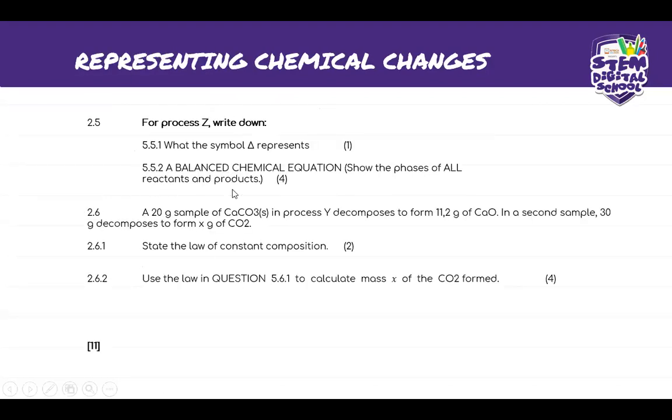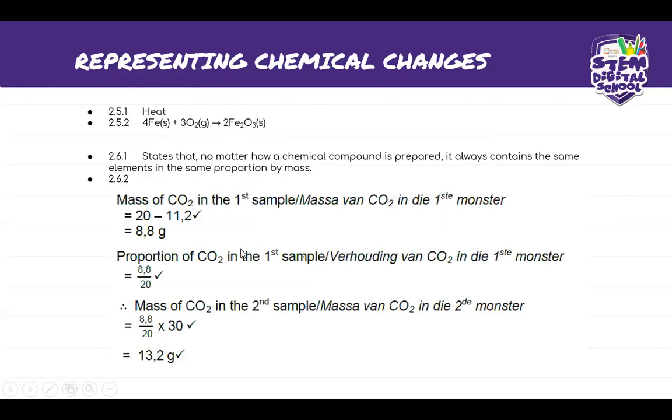So this is our mass, right? The proportion of the first sample is going to be 8.8, which is what we calculated there. Remember, we did a whole lot of this. We use molar mass. We take the portion divided by the whole compound, and this is what we get.